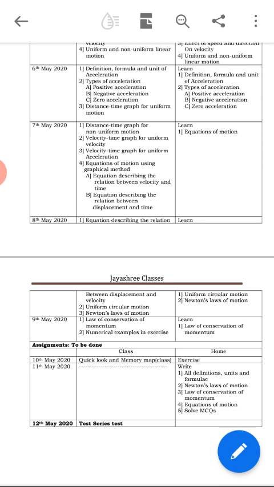For home exercise, you have to write the exercise of the lesson tomorrow. And on 11th May, you are given some 5 points which you have to write again in the notebook. Though you have already written them, write all the points one more time, and there will be a test series test on 12th of May. Up to this, you have to learn all the small questions, big questions, or solve numerical problems which we solved today.